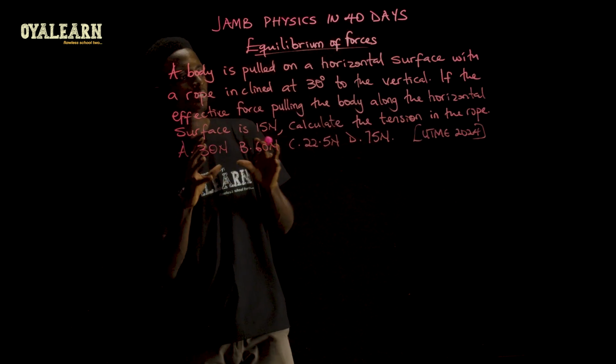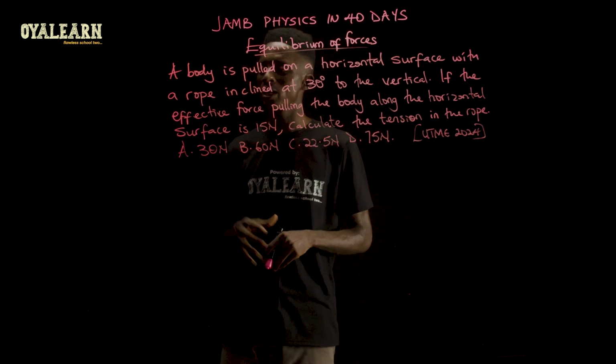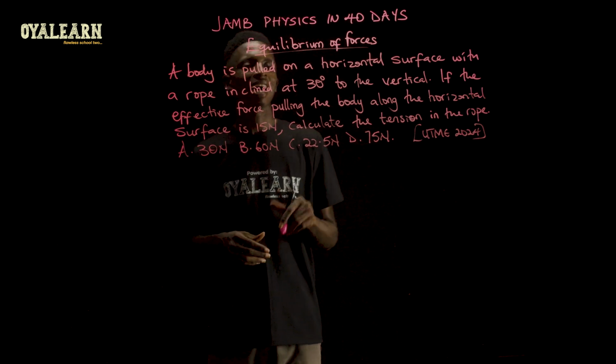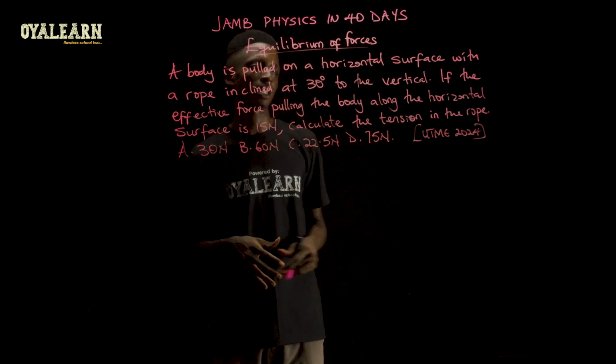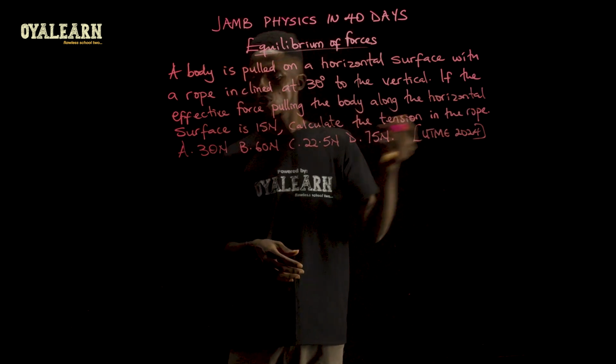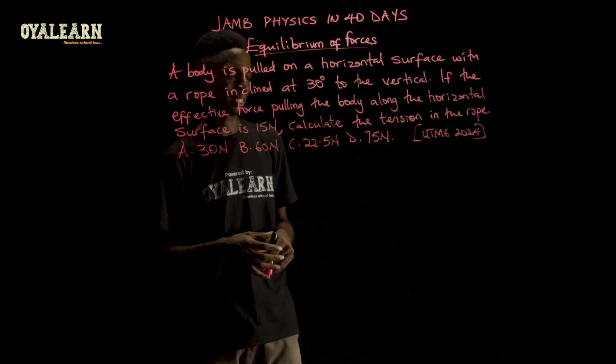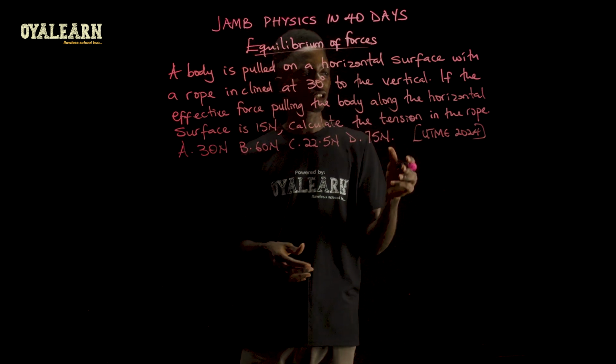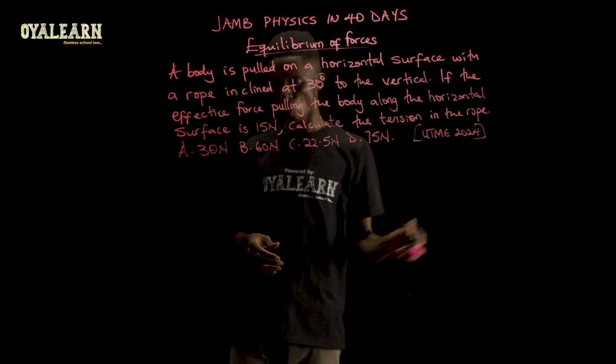A body is pulled on a horizontal surface with a rope inclined at 30 degrees to the vertical. If the effective force pulling the body along the horizontal surface is 15 newtons, calculate the tension in the rope.